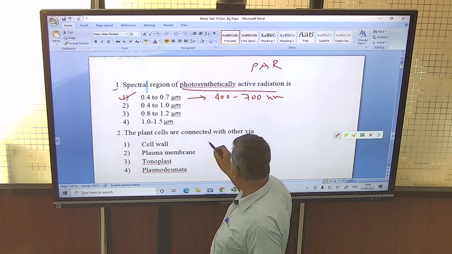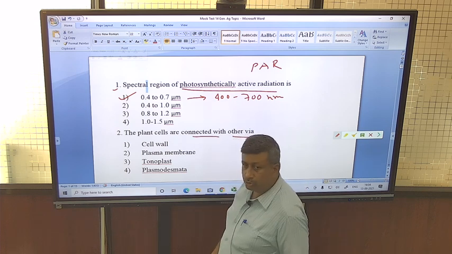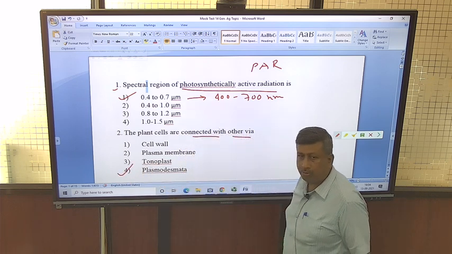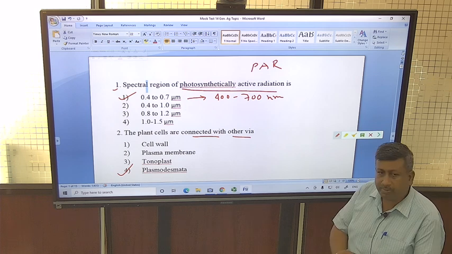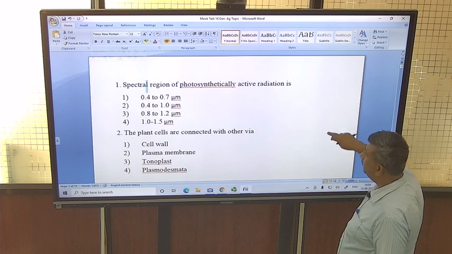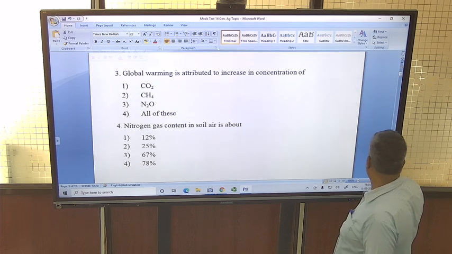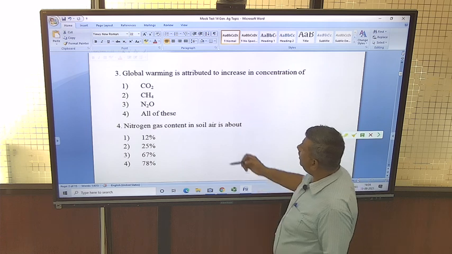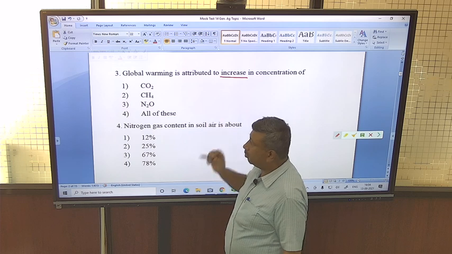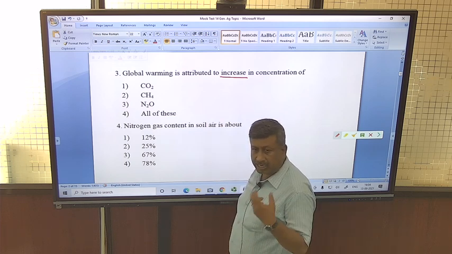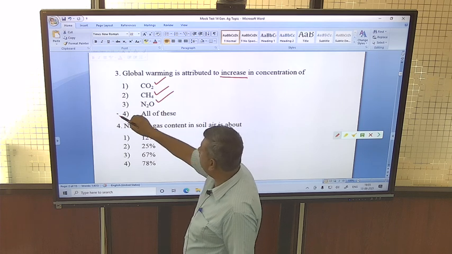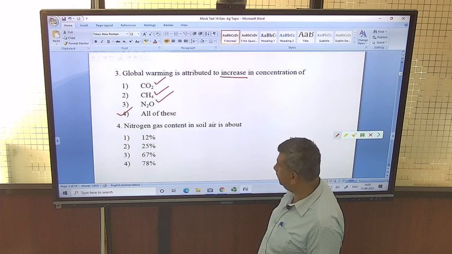The plant cells are connected with each other. So two cells are connected by plasmodesmata. It is a very important question: how are two cells connected? So by plasmodesmata, two cells are connected to each other. Next: global warming is attributed to increase in concentration of. The gases responsible for global warming are CO2, methane, nitrous oxide. So the option is all of these.